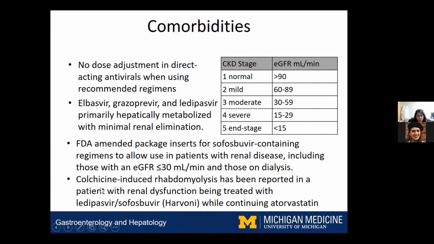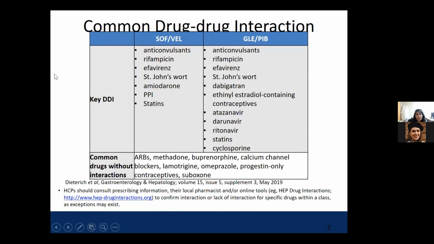There have been reports of colchicine-induced rhabdomyolysis in patients with renal dysfunction being treated with Harvoni, ledipasvir and sofosbuvir, while continuing atorvastatin. This is a very specific combination of medications that can lead to adverse events to be aware of. So it is very important before you select a treatment regimen to review a patient's current list of medicines and be aware that there are potential drug-drug interactions before starting hepatitis C treatment.